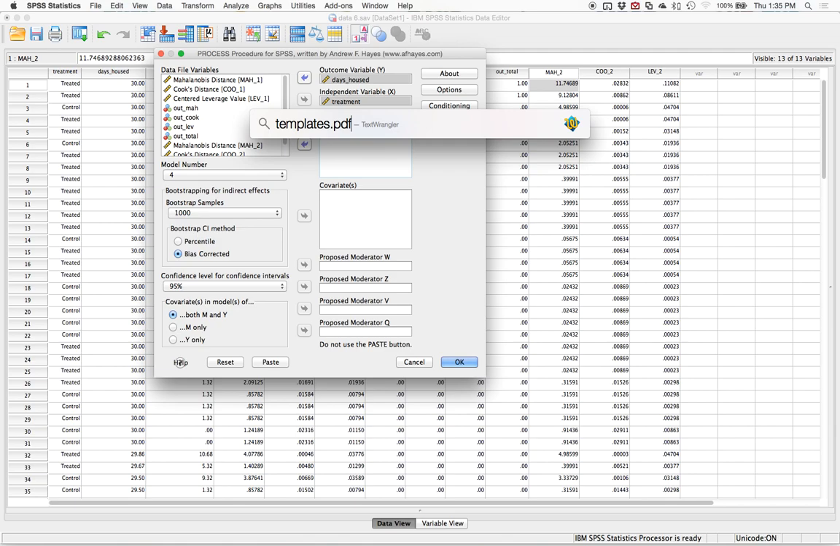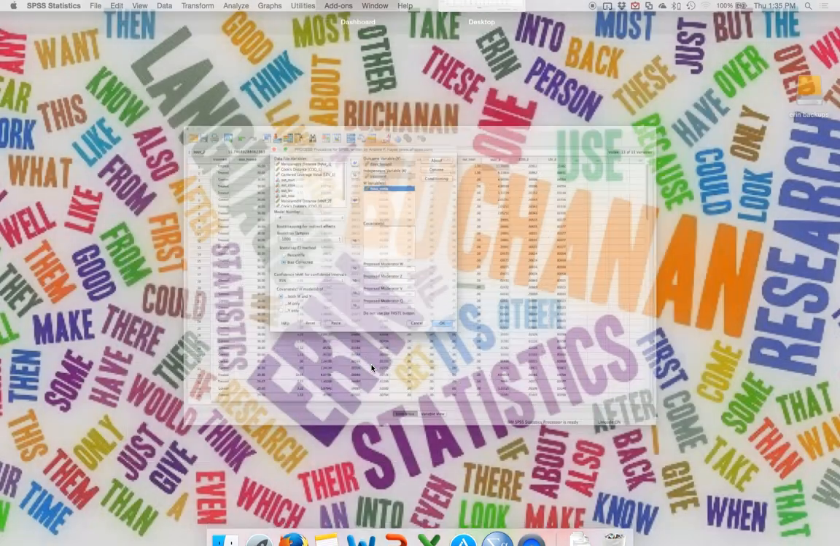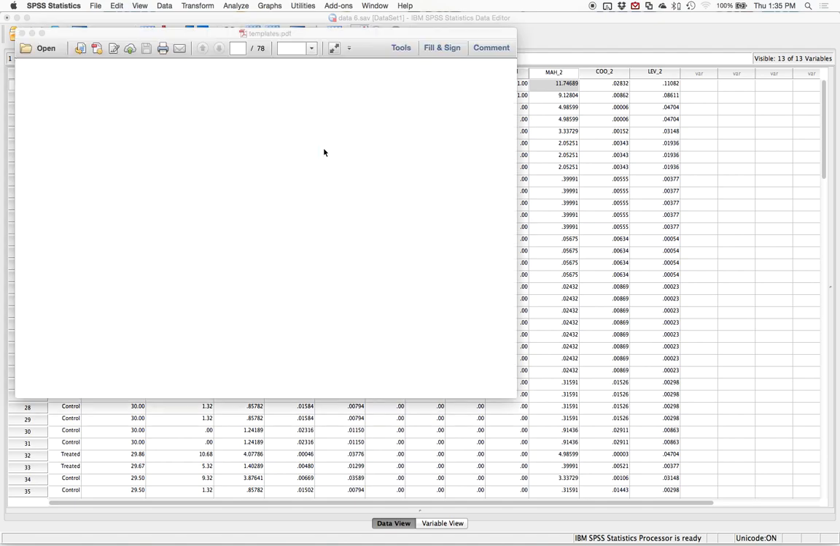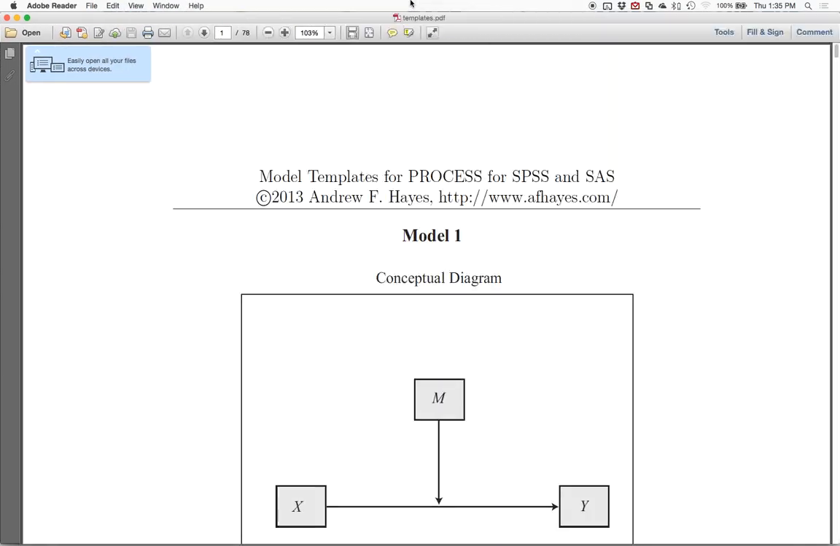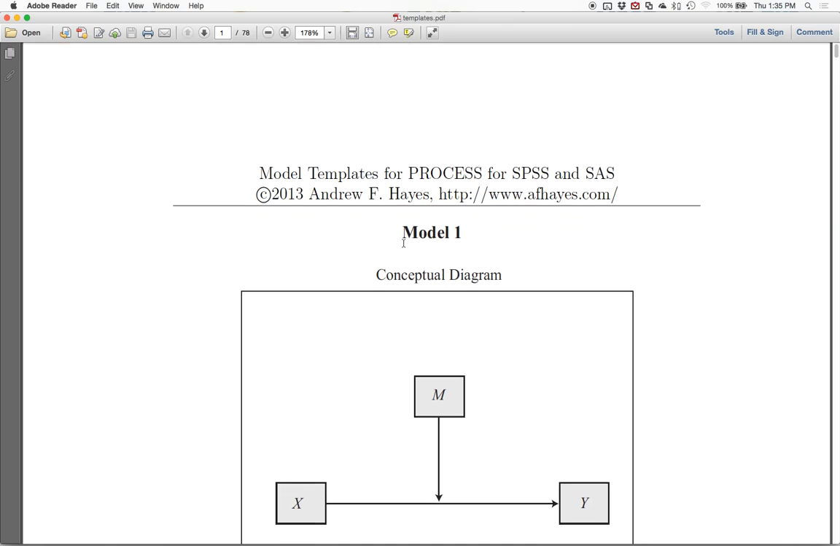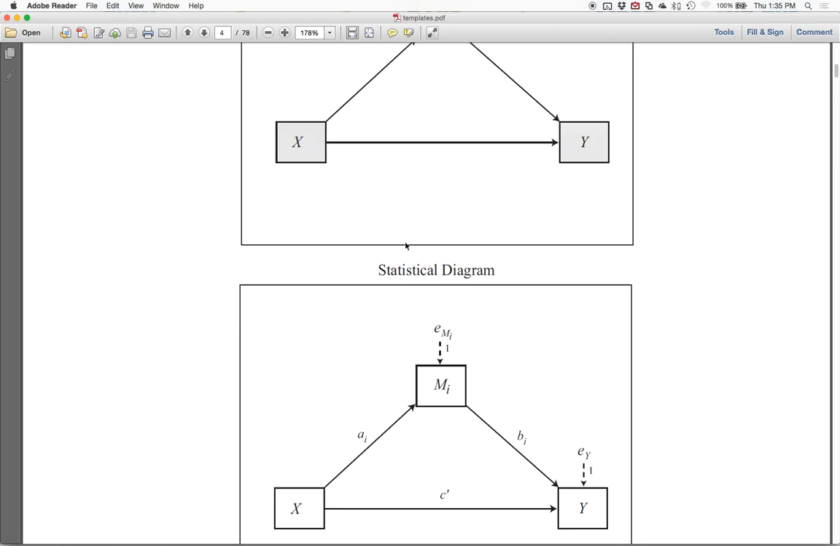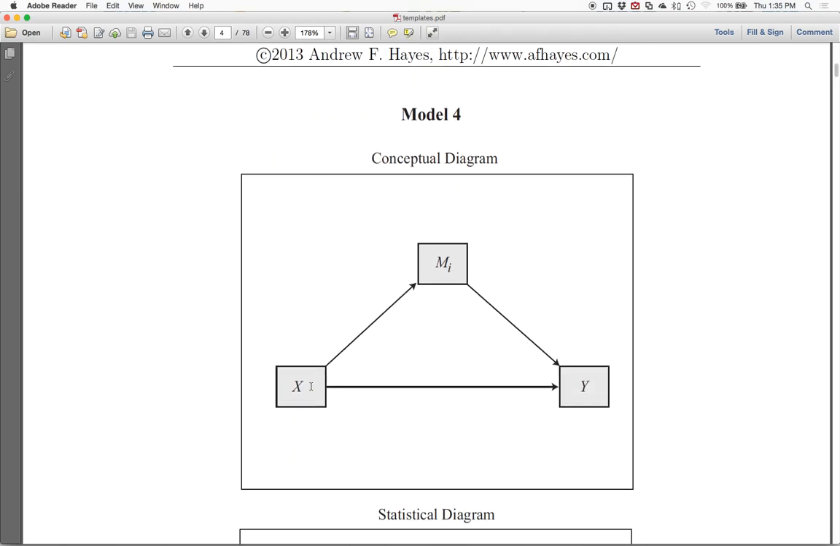And the cool thing is there's a templates file. As part of the package you get when you download PROCESS, you get this templates file. So it shows you the pictures of all of the different designs that have been programmed in. So let's scroll down to 4. Here's 4. And you really cannot switch x and m. So this is more of a theoretical order that x leads to y, and then x leads to m. But if you put m in the equation, x to y is changing. So make sure you have which one's which here.